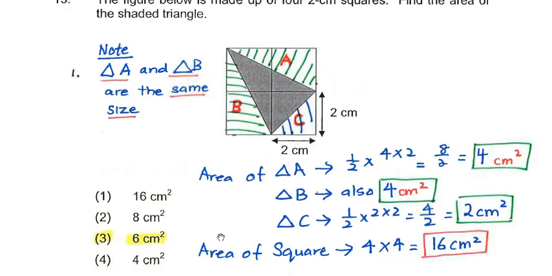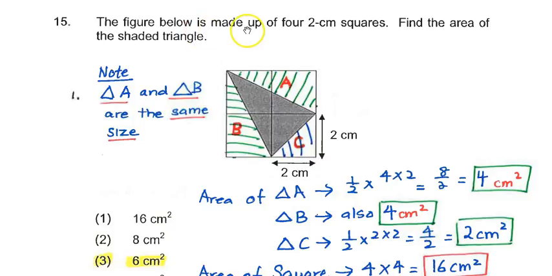This is getting more interesting. Now, the figure below is made up of 4 2cm squares. It means 2cm, 2cm, 2cm, all the way 2cm. This is what you need to understand, right? If I'm going to find the whole area here, it is 4cm times 4cm. But this is quite interesting. Look here. These 2 squares, look at A. These 2 squares are actually cut into half, and you get A over here. And these 2 squares are cut into half, you get B.